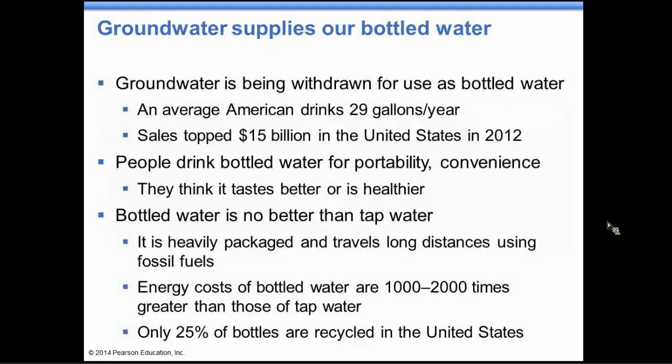Groundwater supplies are bottled water. That really makes sense. Bottled water also exerts substantial ecological impact because it's heavily packaged and because we transport it long distances using fossil fuels. After use, at least 3 out of 4 bottles in the United States are thrown away and not recycled. This is not sustainable use of either water or the petroleum-based plastics.